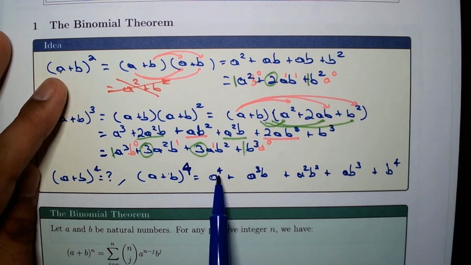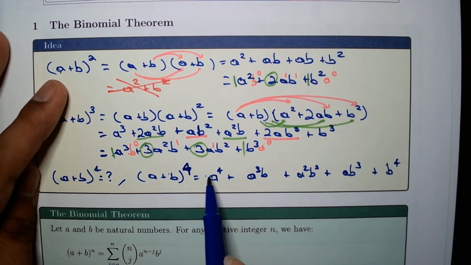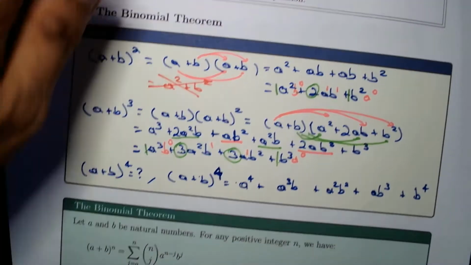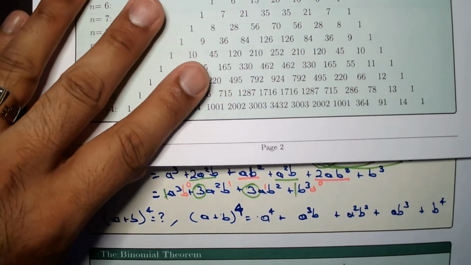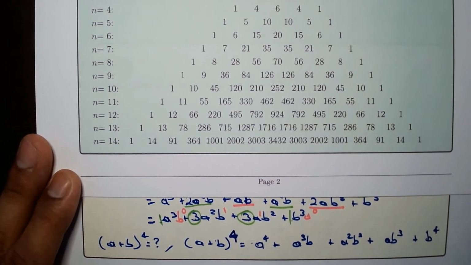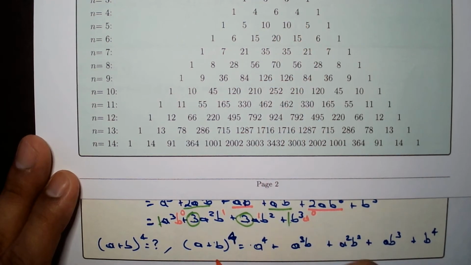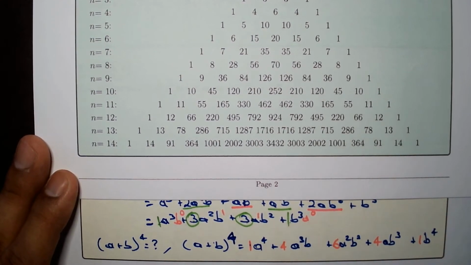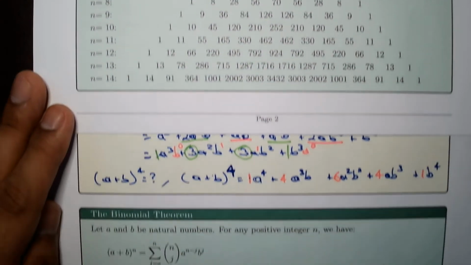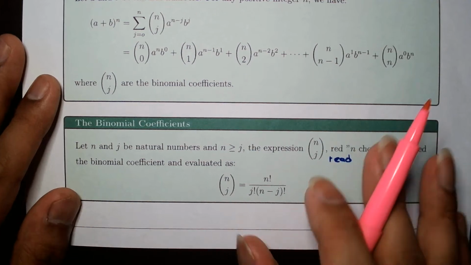All right, see how the powers of a decrease as the powers of b increase, and in this case I'm missing the coefficients, and the list of coefficients comes from Pascal's triangle. So let me put it up here so you can see what I'm doing. I'm going to go to n equals 4: 1, 4, 6, 4, 1. So we don't have to compute these coefficients in this crazy, time-consuming way.